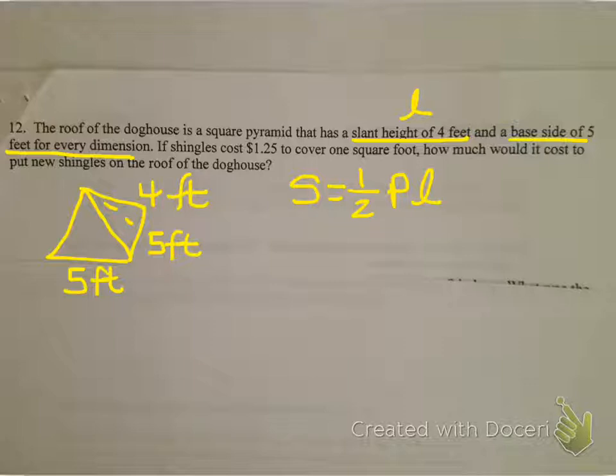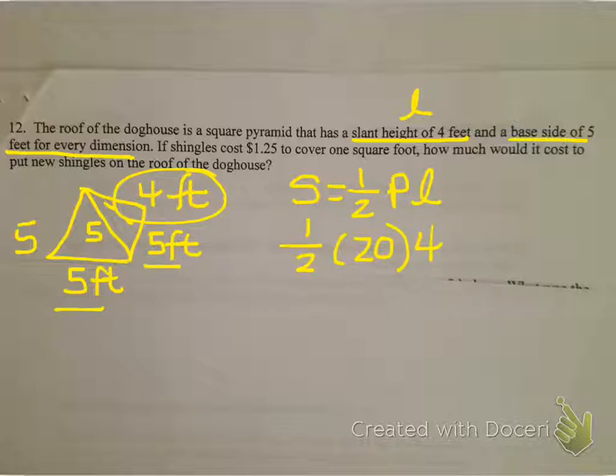So let's go ahead and look at that. So we have 1/2 times 5 plus 5 plus 5 plus 5. 5, 10, 15, 20. That's the perimeter of the base. The slant height is 4 feet, so we plug in our formula. You can say 20 times 4 is 80, and half of 80 is 40. Or you can take half of 20, which is 10, and 10 times 4 is 40. So the doghouse roof is 40 feet squared.